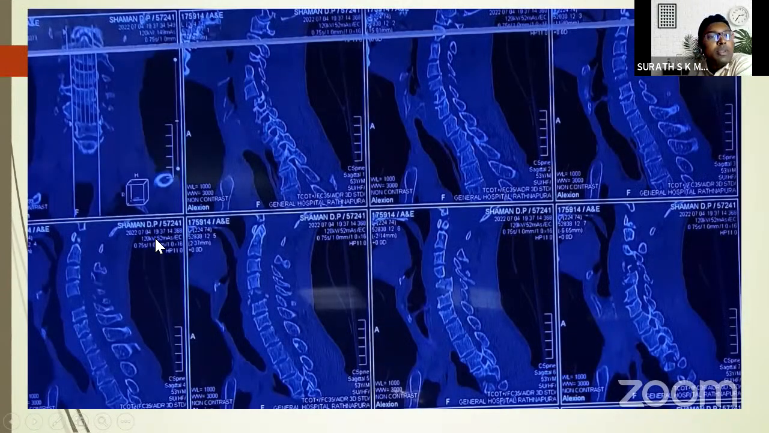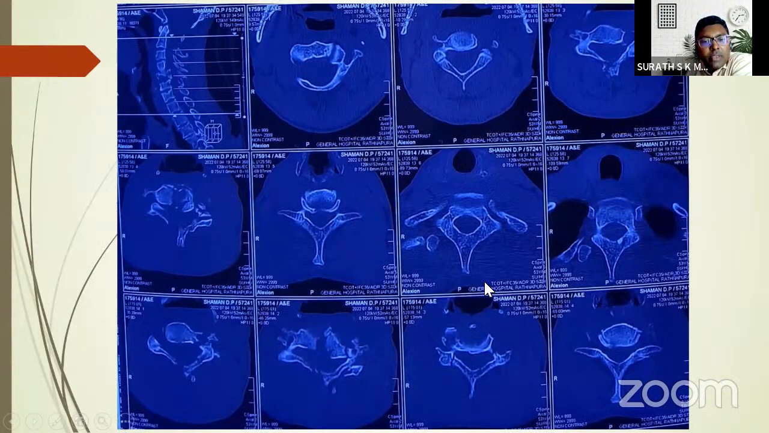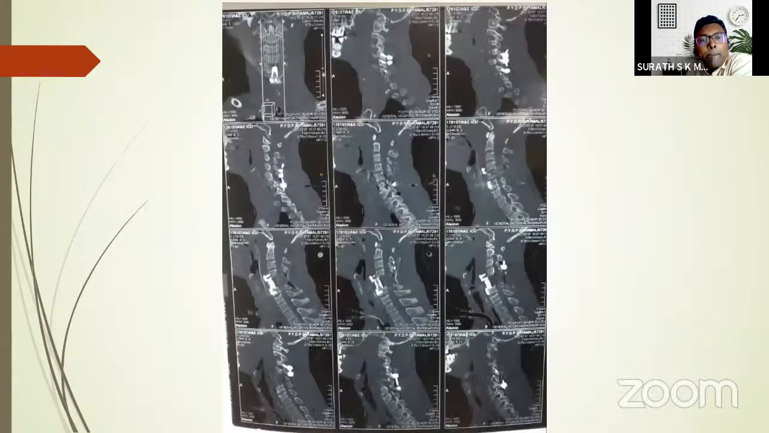Right. Another one. This is severe. One of the very severe injuries I had encountered. A young one, again, fallen from a height, fallen from 40 feet height, presented with this injury, with the burst fracture at C5, with some vertebral artery injury as well.